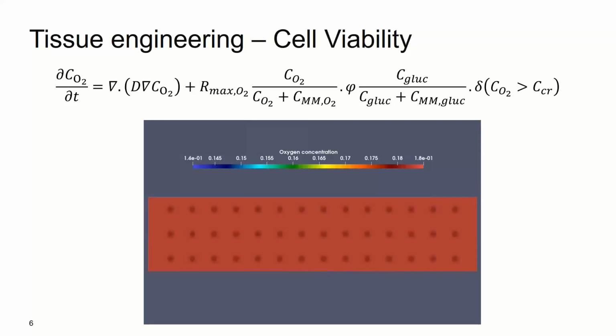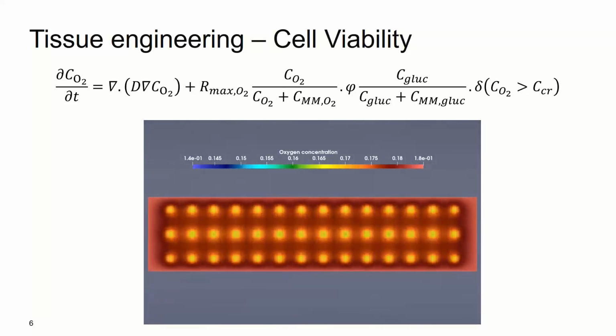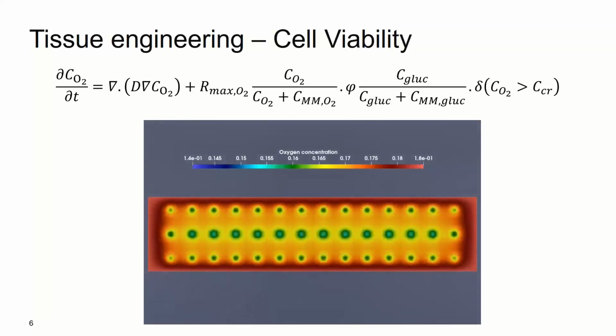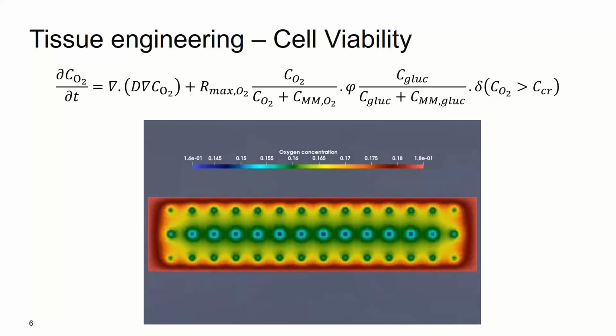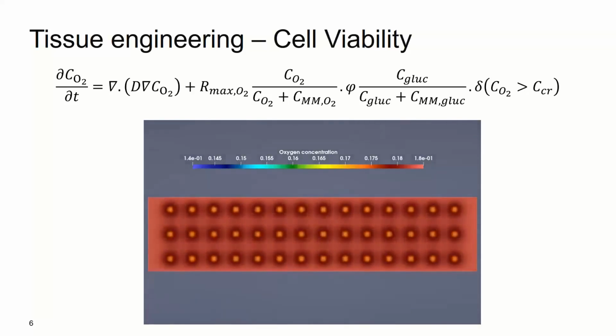The next example is from tissue engineering and cell viability. We put cells inside some containers, some wells, to provide oxygen, and then we can model the consumption of oxygen, again using a diffusion reaction model.